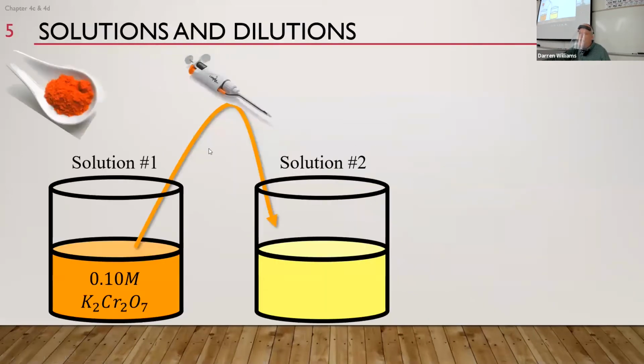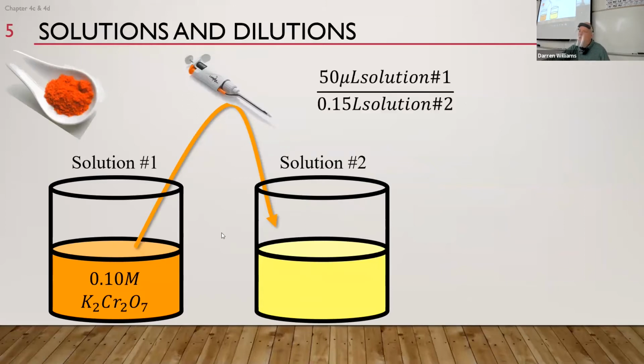And so let's take a micropipette and let's pipette from the concentrated solution into a new solution. Let's take 50 microliters and put it in 0.15 liters of solution. So notice the fraction on top is the solute. It's what we grabbed out of the original and we put it into a new volume. So the denominator is the solution, the top is the solute. We're pulling that out of solution 1.